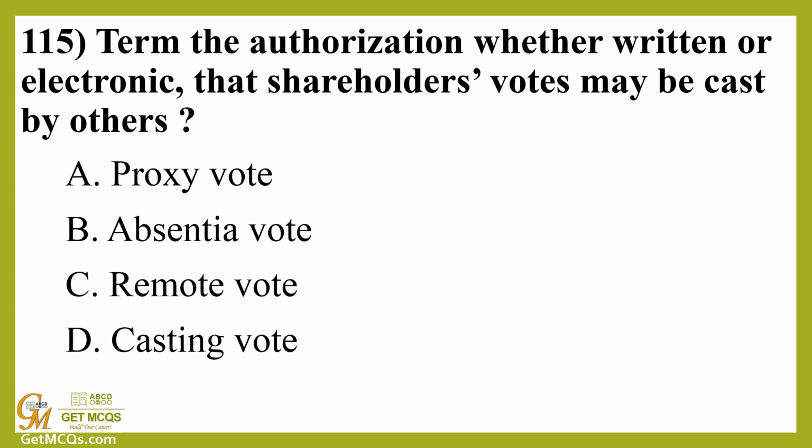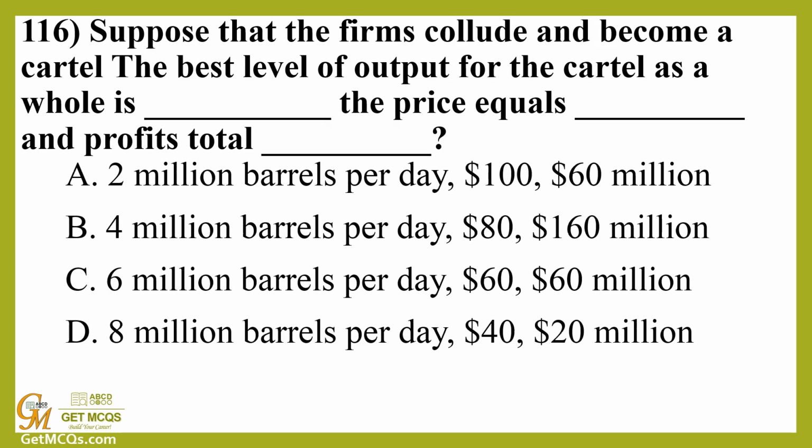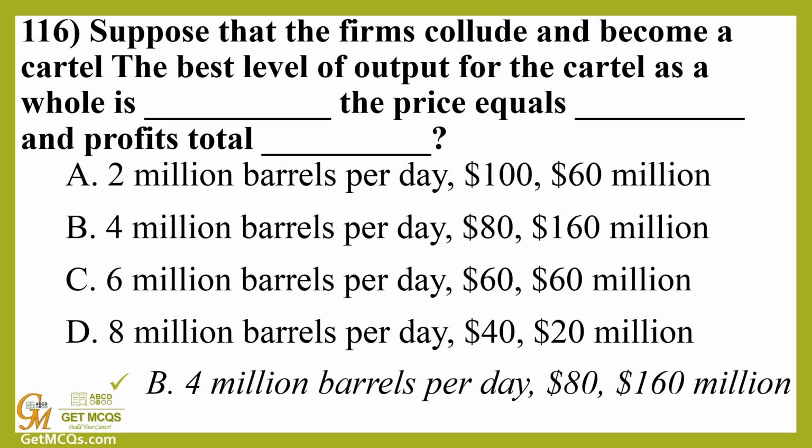115. Term the authorization, whether written or electronic, that shareholders' votes may be cast by others. A. Proxy vote. 116. Suppose that the firms collude and become a cartel. The best level of output for the cartel as a whole is, the price equals, and profits total, B. 4 million barrels per day, $80, $160 million.